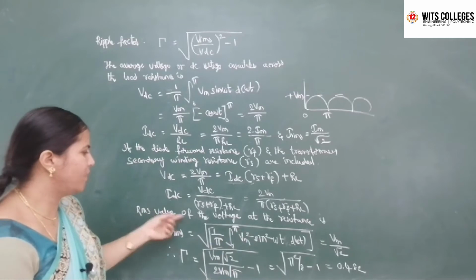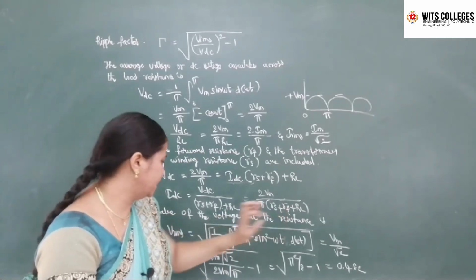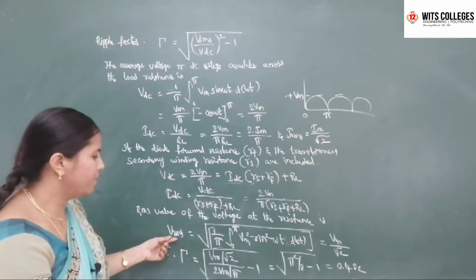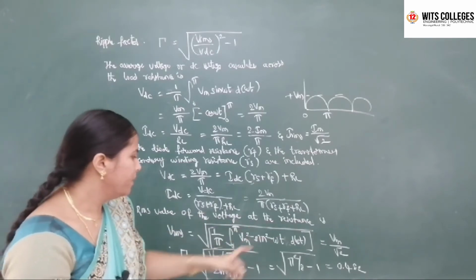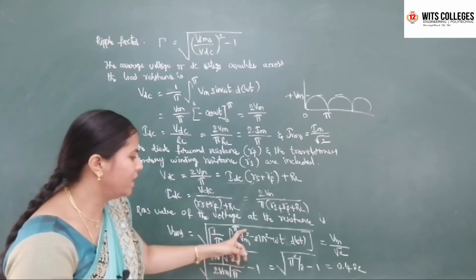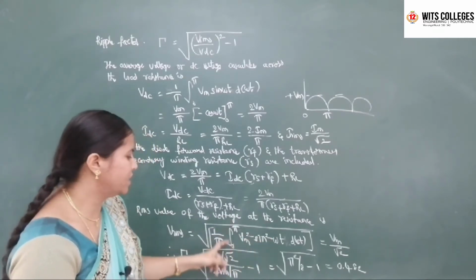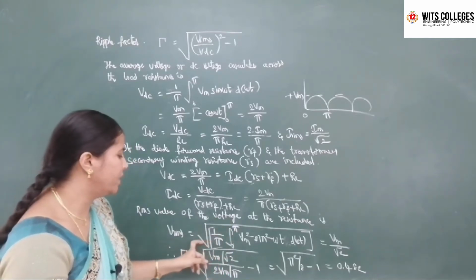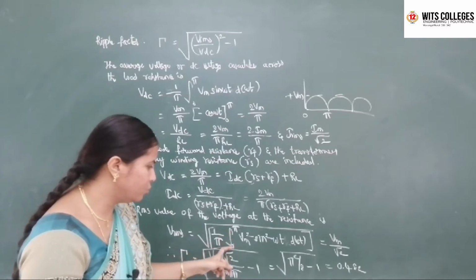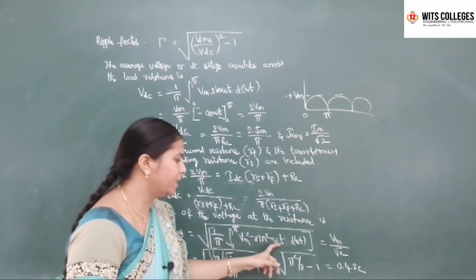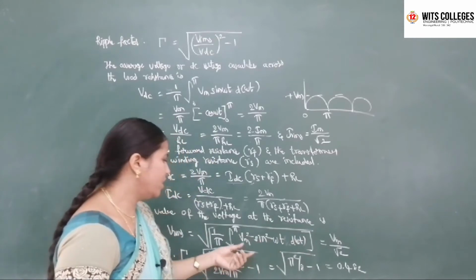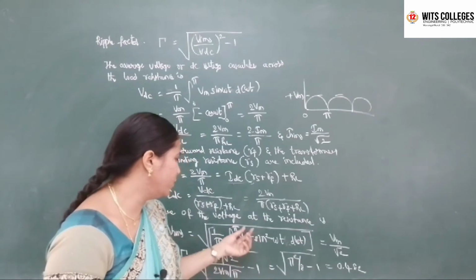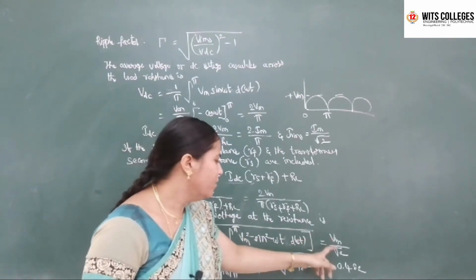So the RMS value of the voltage at the resistance, VRMS, equal to what? Root mean square. VRMS equal to root of the mean, that is 1 by pi, of the square, that is Vm square sin square, with respect to the interval 0 to pi. So it is equal to under root 1 by pi integral 0 to pi Vm square sin square omega t d omega t. If you integrate and calculate this, you will get Vm by root 2.